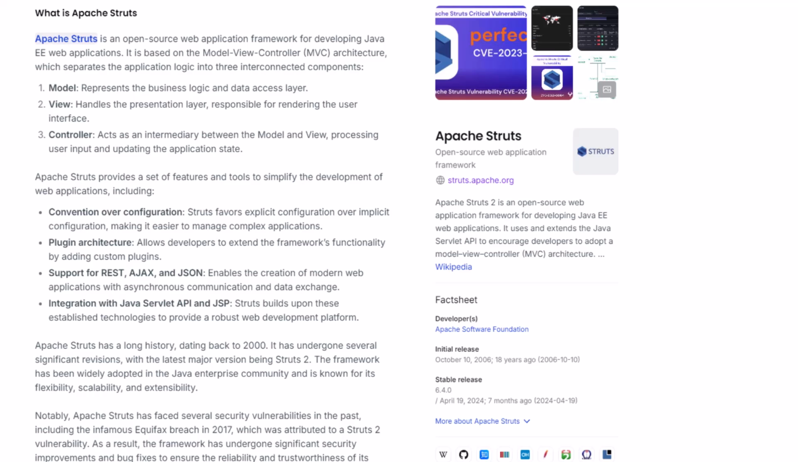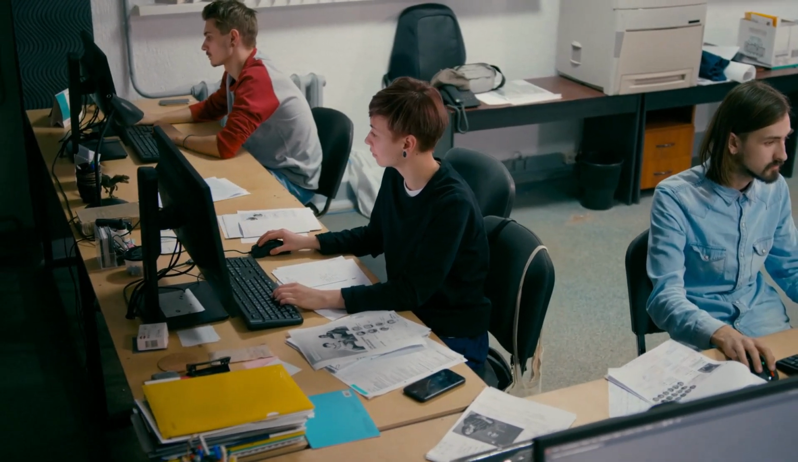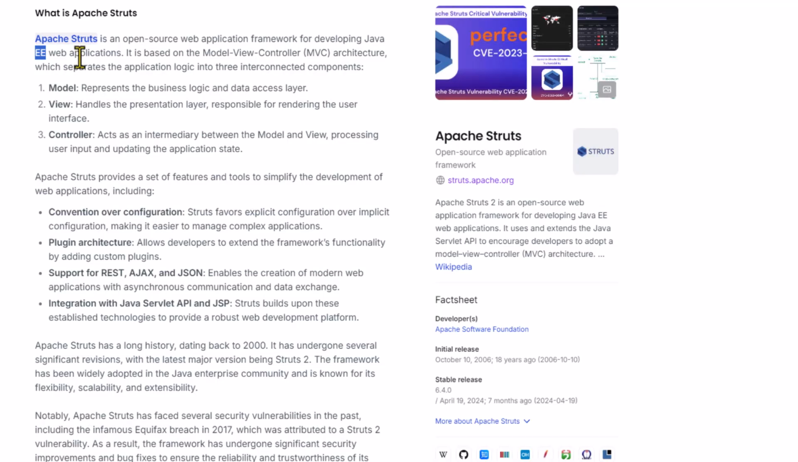And I said, what is Apache Struts? And it said, well, it's an open source web application framework for developing Java EE web applications. The EE here stands for Java Enterprise Edition. So the idea is that I've got a team of developers and they're building a website and it's going to use Java, and so they would use Apache Struts to do this work because it's all kind of baked in, it's ready to go, and so it makes their life easier in terms of developing a web application using Java.